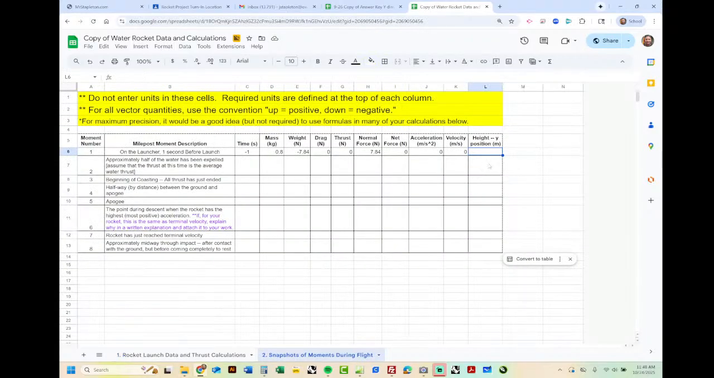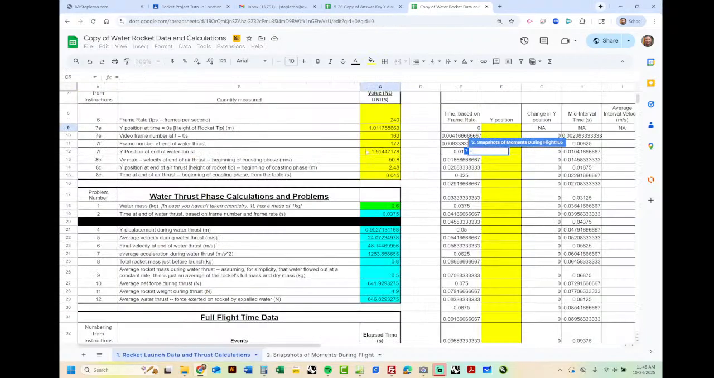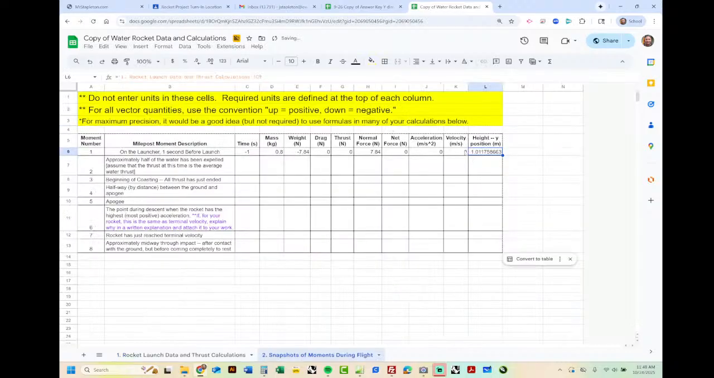So I'm going to type equals, go back to here, and I know that we just used the tip of the rocket for this, but that's what we have for our position data in the beginning. So now let me go back and work on my diagram a little bit more.